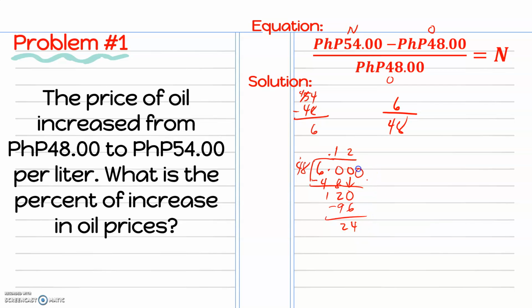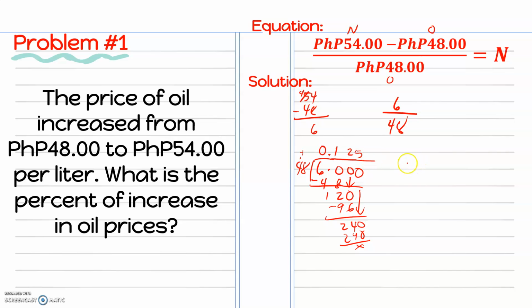Okay, so let's add one more 0 and bring it down. 240 divided by 48, that would be 5. 5 times 8 is 40 and 5 times 4 is 20 plus 4, that's 24. Since there is no more remainder, we can stop dividing here. So our answer now will be 0.125.